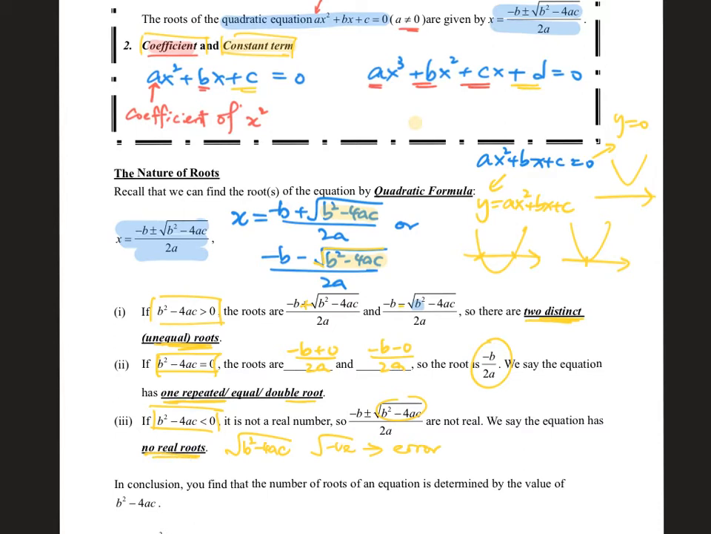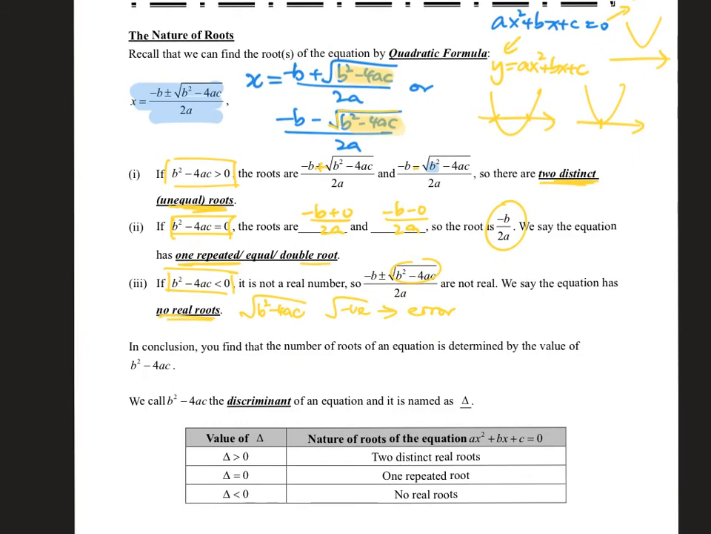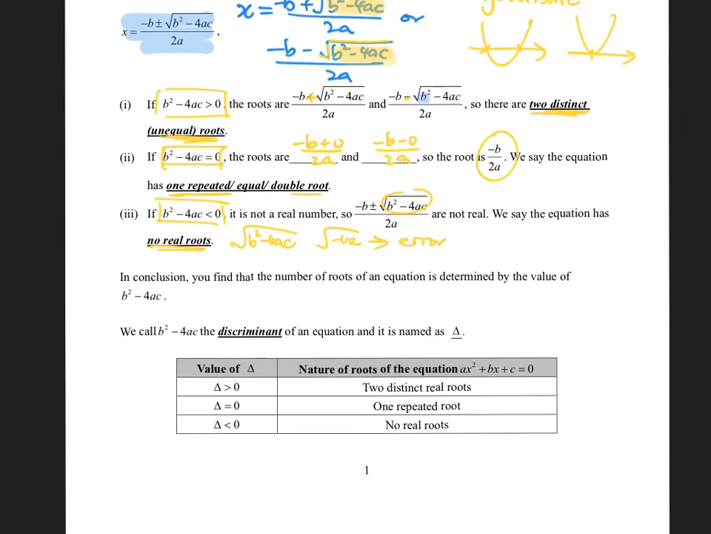So at last, you will see that the expression b squared minus 4ac itself is very critical to judge how many roots there are for a quadratic equation. So that's why we give it a name, which is called discriminant. This one is called discriminant because it helps us to judge how many roots there are for a quadratic equation.